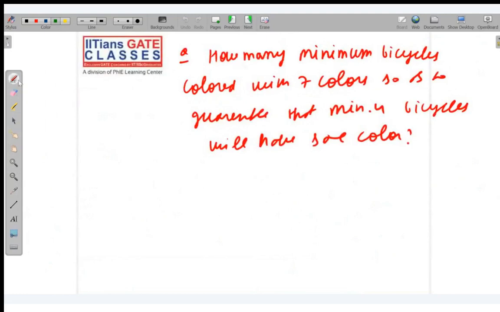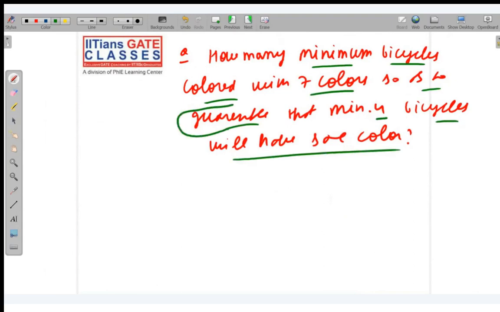So the question is, what is the minimum number of bicycles colored with 7 colors so as to guarantee that at least 4 bicycles will have the same color? Now see this, the word is guarantee. You may say, sir, we need minimum bicycles and we want at least four bicycles to have the same color, so take 4 bicycles only. And there are 7 colors, VIBGYOR: violet, indigo, blue, green, yellow, orange, red. You will say, take only 4 bicycles and color them with the same color. Yes, we can do that, but I have used the word guarantee. So in the worst case, I have to prove that thing.